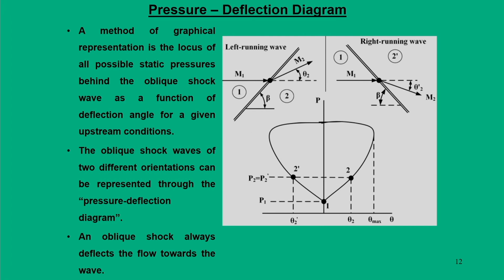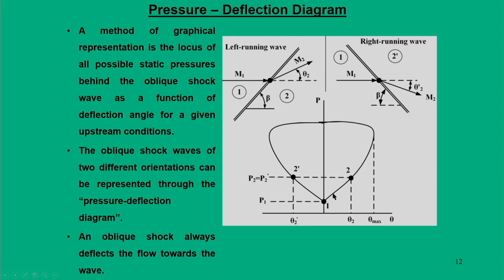Now, we are going to represent another graphical method, which is known as the pressure deflection diagram. The pressure deflection diagram is a representation where the static pressure values are plotted against the flow deflection angle for a given Mach number. This is how it is plotted. Here the x axis is the flow deflection angle, and the y axis is the static pressure value for oblique shocks.